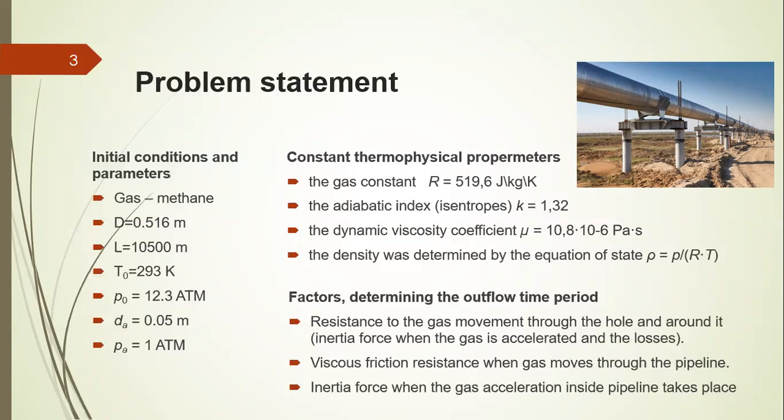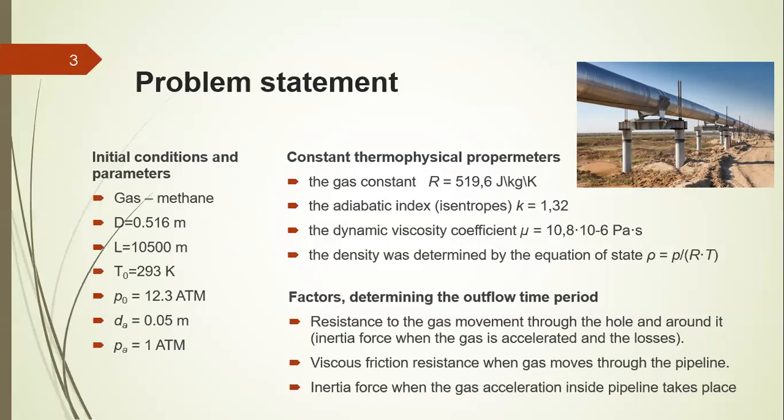The main factors determining the outflow time periods are the following: resistance to the gas movement through the hole and around it, viscous friction resistance as the gas moves through the pipeline, and inertia force, since gas acceleration inside the pipeline takes place. The calculations are based on a one-dimensional model of gas flow for two sections. One-dimensional unsteady gas flow along a straight pipe of constant cross-section with one impermeable end.